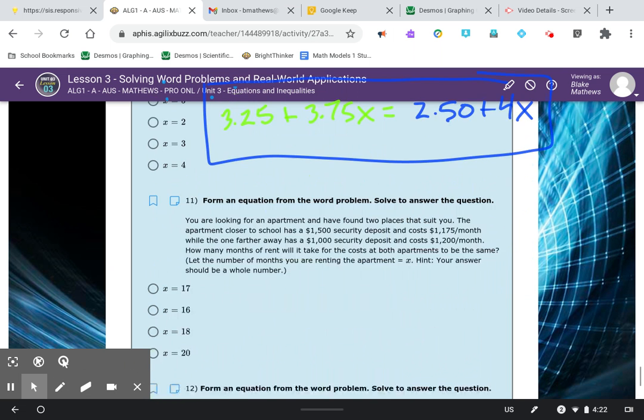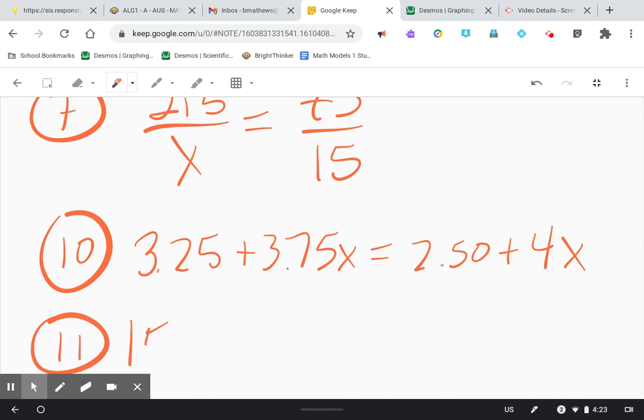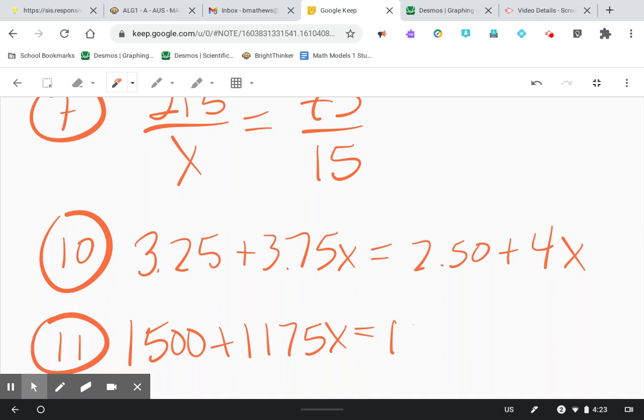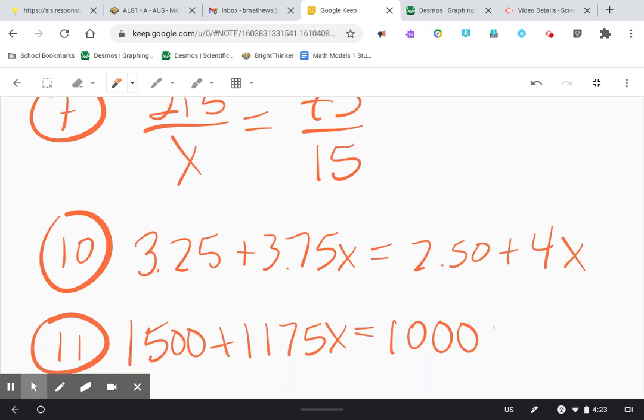Similar concept in the next one. You have an apartment. You pay $1,500 security deposit and $1,175 per month. So it's $1,500 security deposit plus $1,175 per month. In the other apartment, you pay $1,000 for a security deposit and $1,200 per month. That's the equation you have to solve.